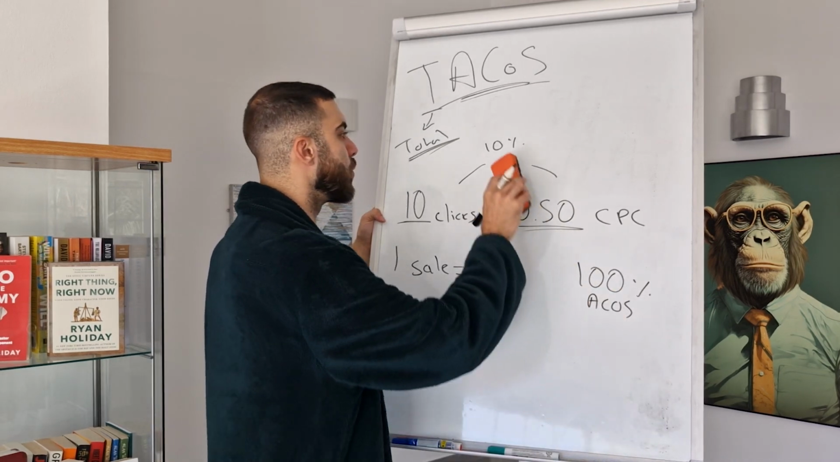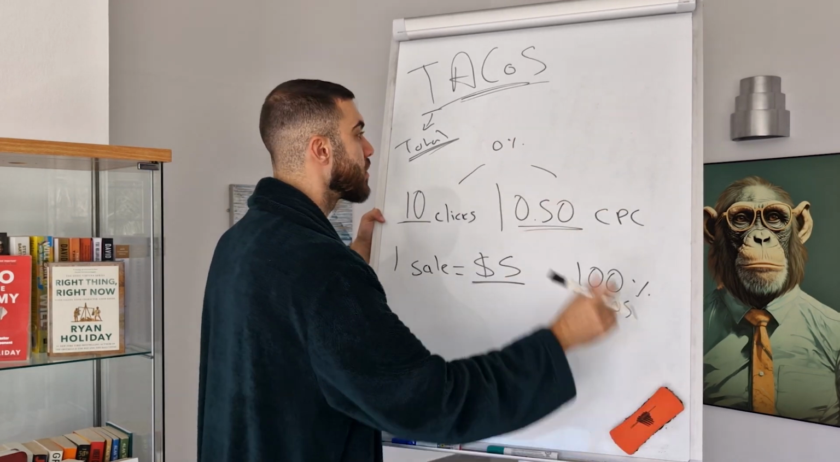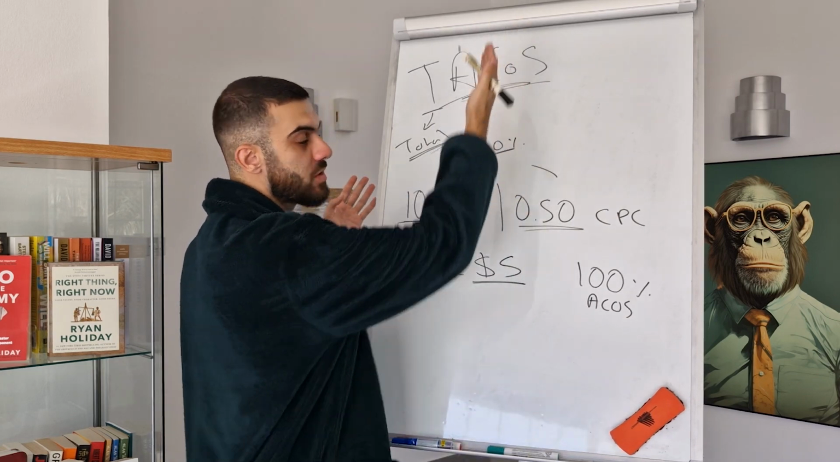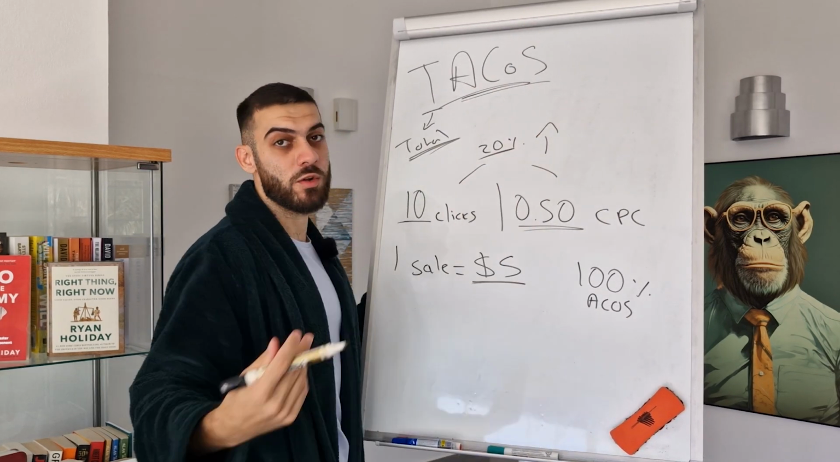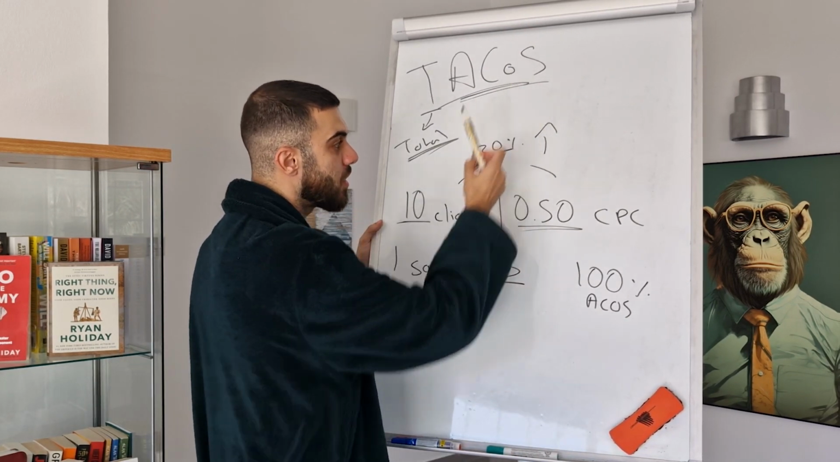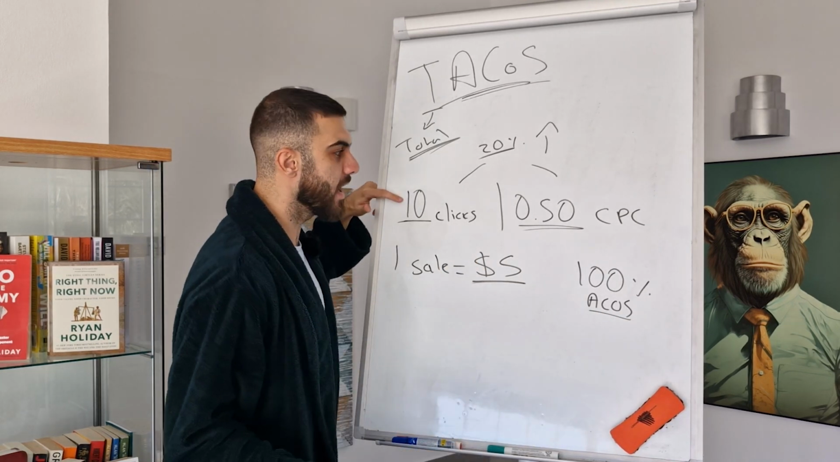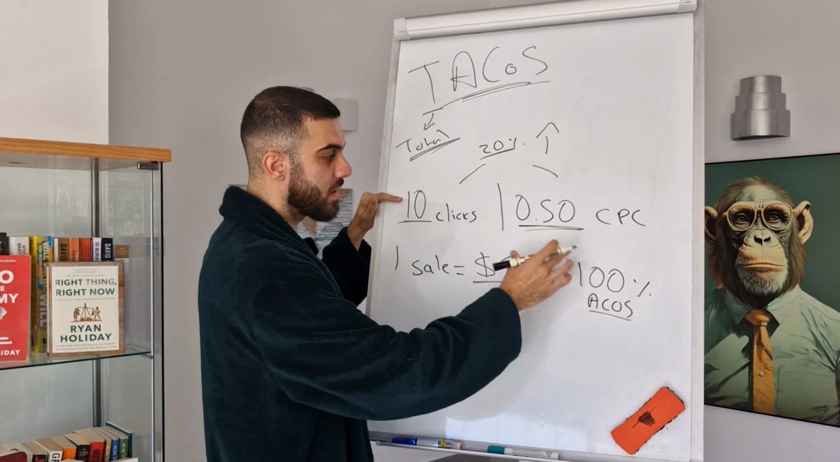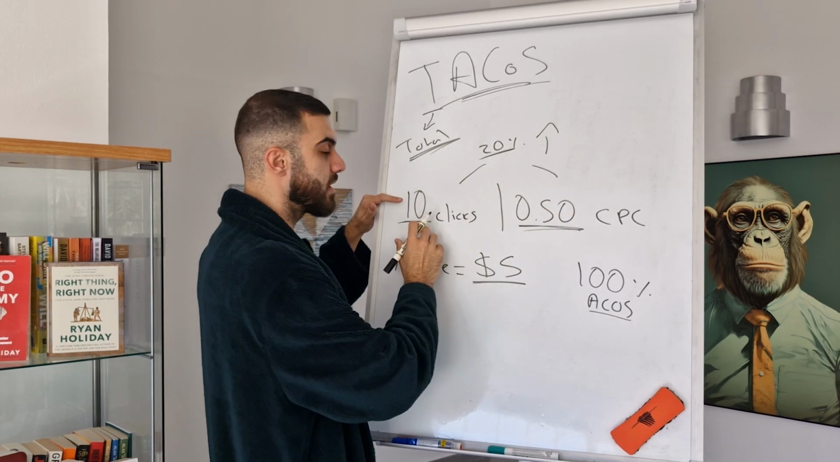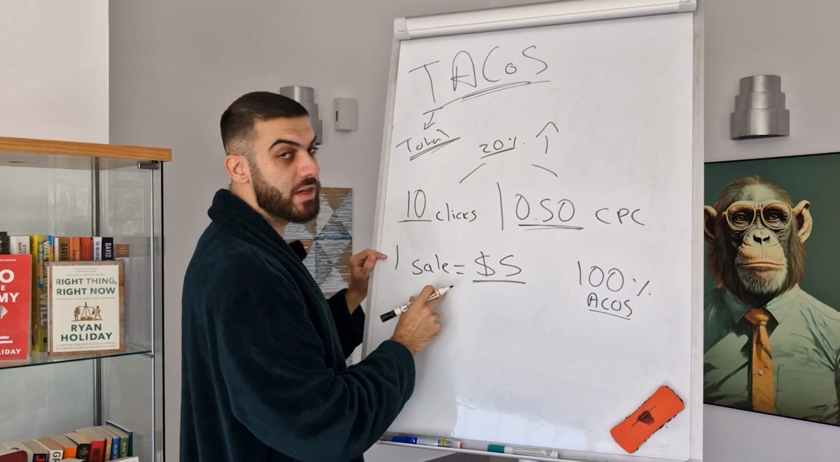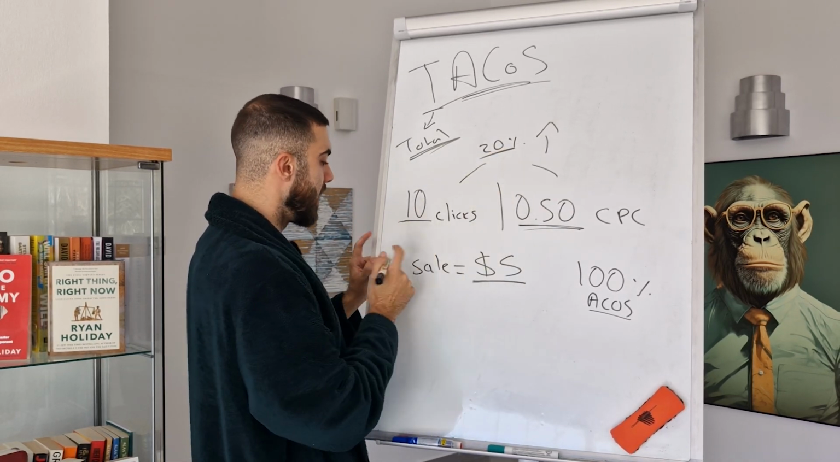What happens if we change our conversion rate to 20%? So we increased our conversion rate. Well, there is an equal and opposite reaction. We increased our conversion rate, which means our ACOS should drop. So with 10 clicks, we spent $5. Again, we spent $5 to get 10 clicks, but this time we did not get one sale because 20% of 10 is 2.